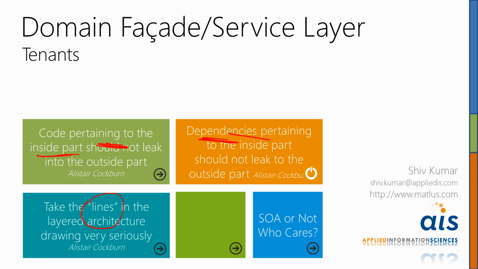Take the lines of your layered architecture very seriously. This pertains to the last few diagrams where we saw there were layers and boundaries. I call them boundaries; Alistair calls them lines. So take the lines in your layered architecture drawing very seriously, because they are lines. They may be virtual lines, they may be conceptual lines, but they are lines and they are boundaries, and you don't cross those boundaries willy-nilly, at least.